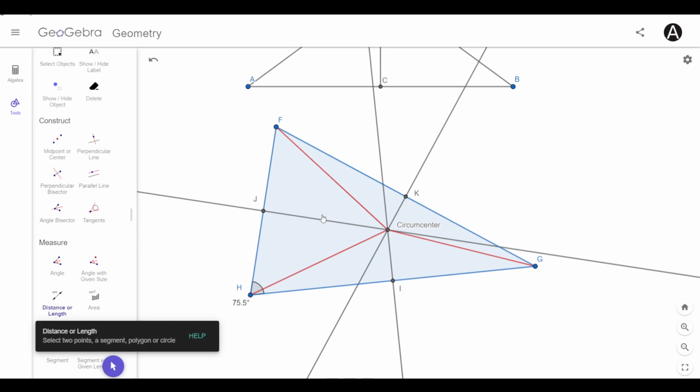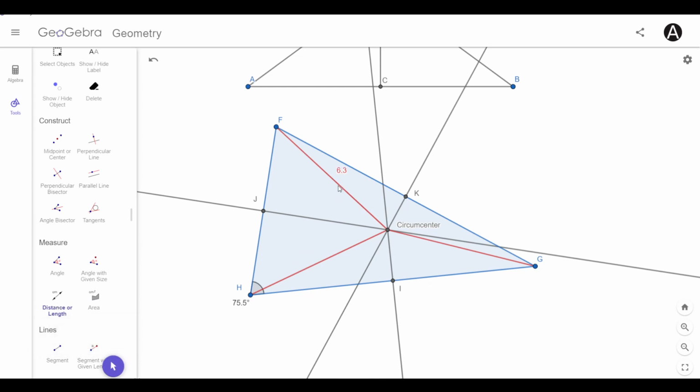Okay, now watch this. If I click on the red one, that's 6.3 in this certain configuration, okay? Watch what happens. What do you think it's going to be when I click on this red one? 6.3. Look at that. And what do you think this one's going to be? 6.3, okay? So check this out. All 3 of those distances are the same.